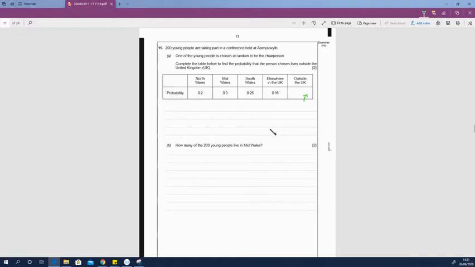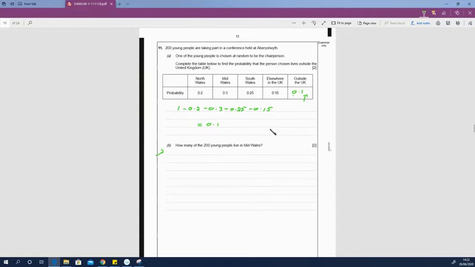Now, in probability, we know 200 young people were interviewed. So the probability of where they live will add up to 1. So to find the probability that the person will live outside the UK, we take that 1 and take all the other numbers away from it, 0.2, 0.3, 0.25, and 0.15. And we find the answer comes to 0.1. So we put that in there, 0.1.